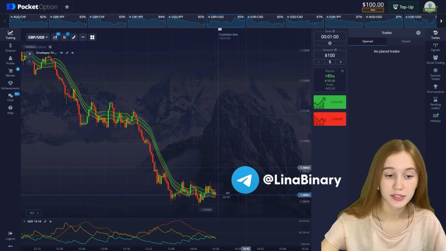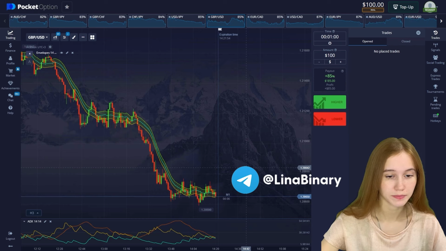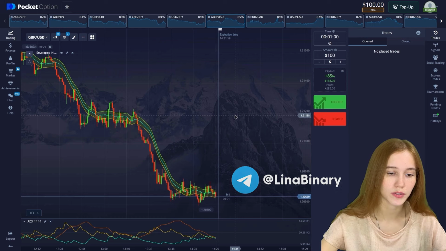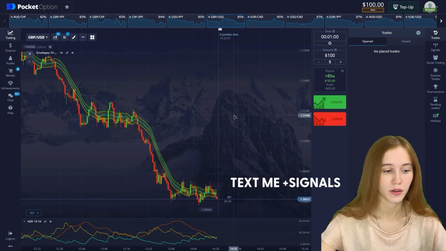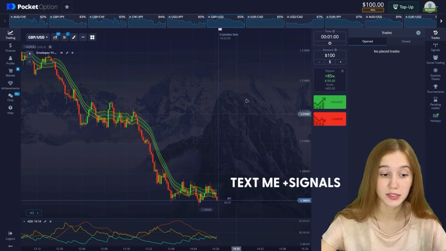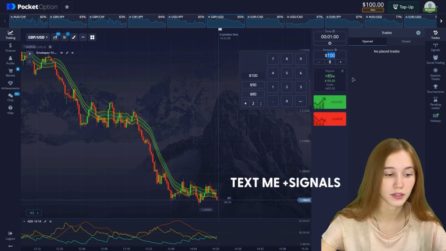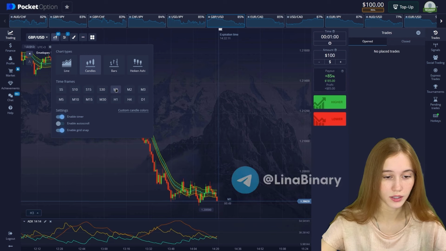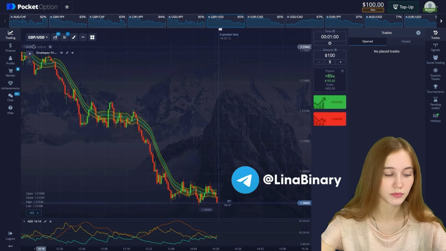Let's see what happens. Let's set up our workspace. The trade amount will always be $100. The trade time will be 1 minute, and we'll enable the minute time frame and candles. We'll also trade on currency pairs, and here are today's currency pairs.